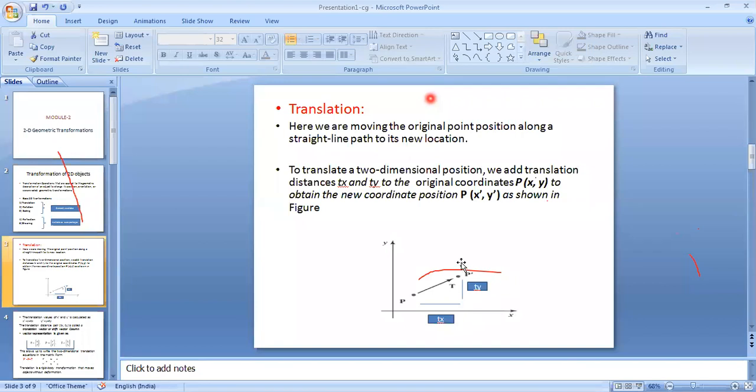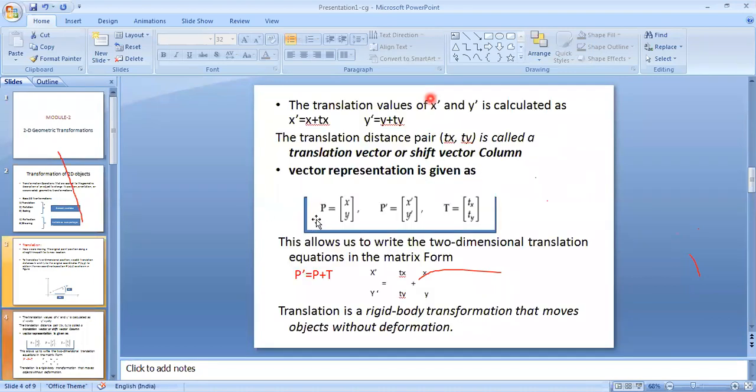which will give me the new x, that is x dash. And coming to y dash, with respect to the y coordinate of P dash, how will I get the new y coordinate? It is nothing but the old y plus ty, that means the distance moved along the y axis. So if I add x plus tx and y plus ty, I will get the new point P dash, which is nothing but x dash and y dash. Fine, right? That is what they have given you. That tx and ty is called the translation vector or shift vector column.